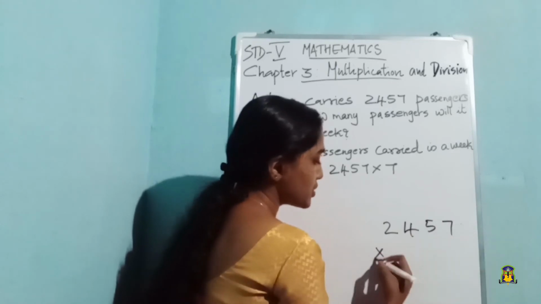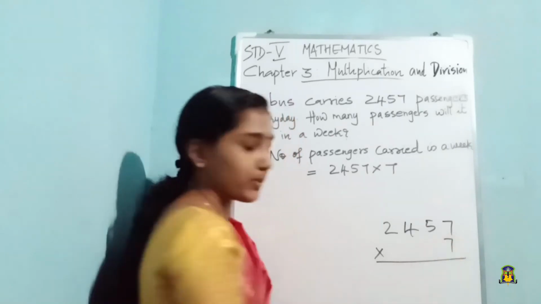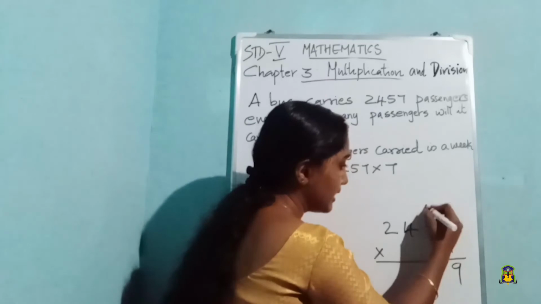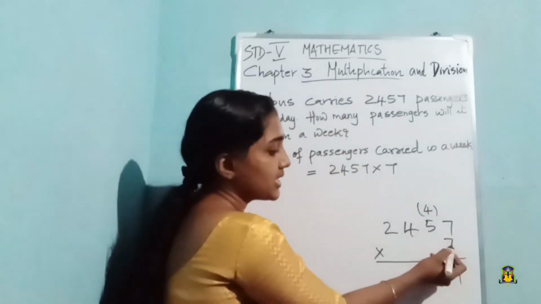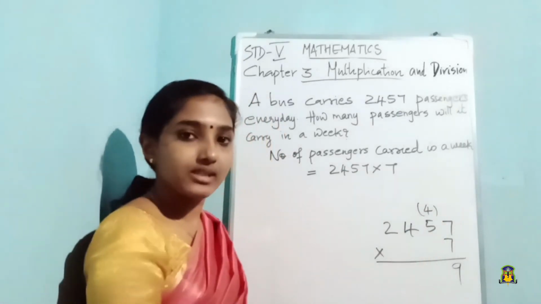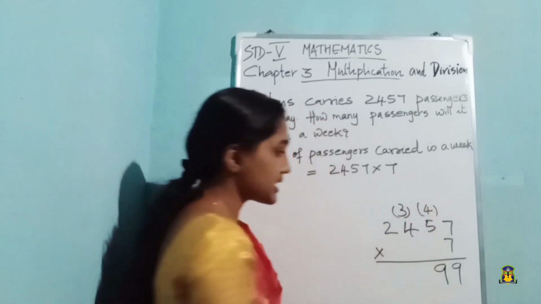Okay, so 2457 into 7. On doing it, 7 into 7, 7 sevens are 49. You can write 9 here and 4 is carried. 7 into 5 makes 35. 35 plus 4 gets 39. It's in 3, 9 here and 3 is carried.